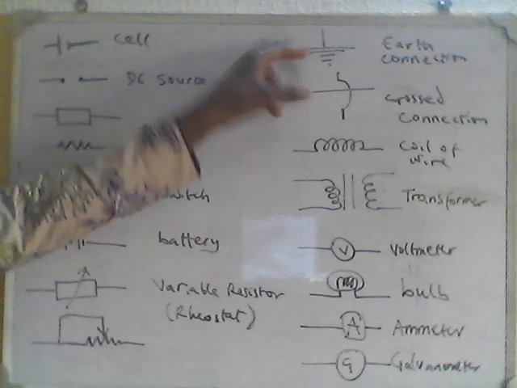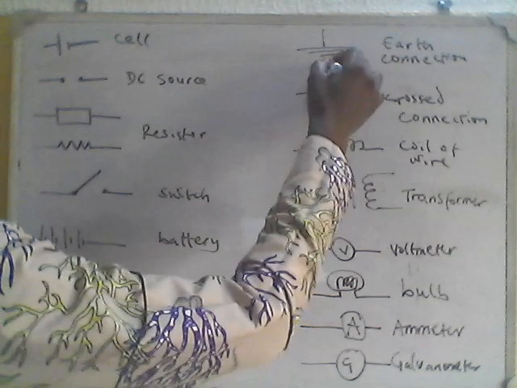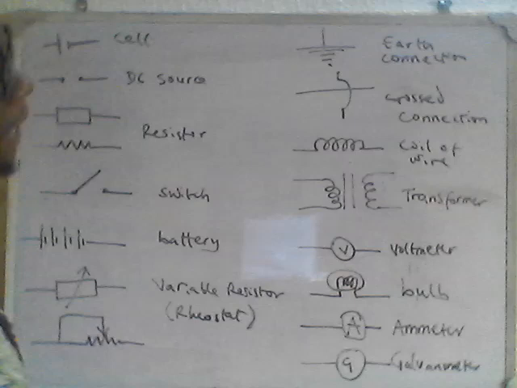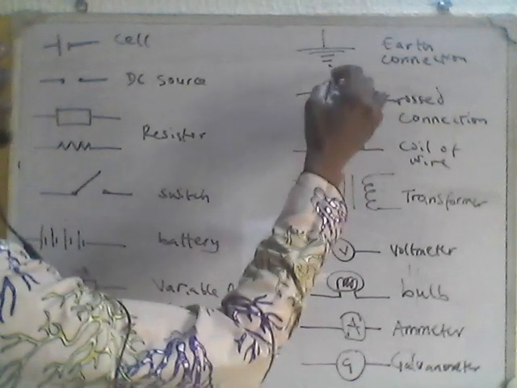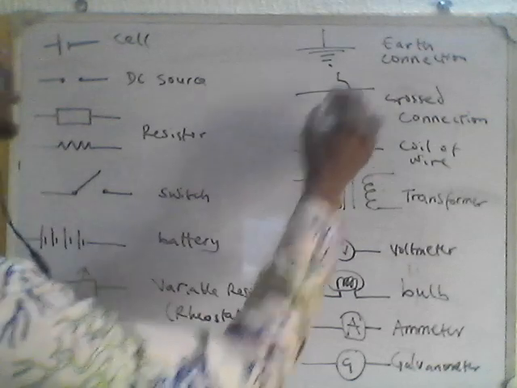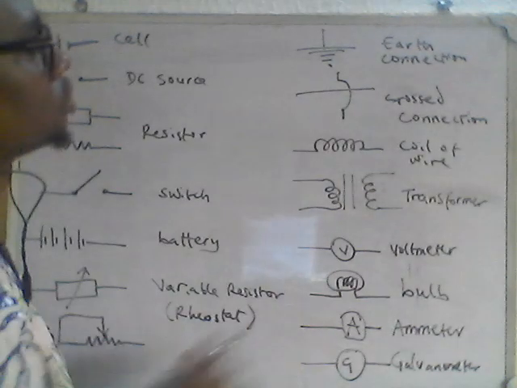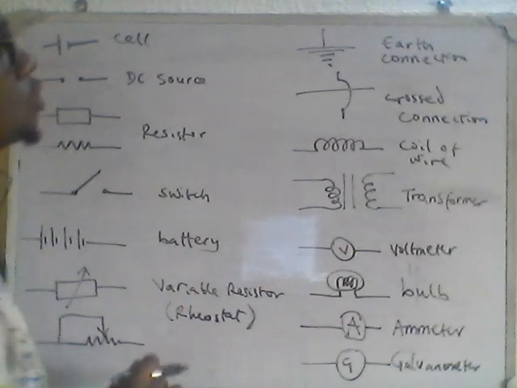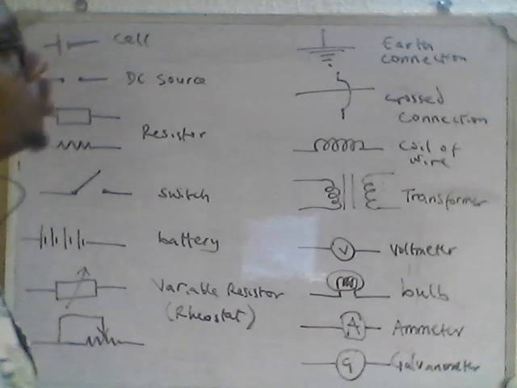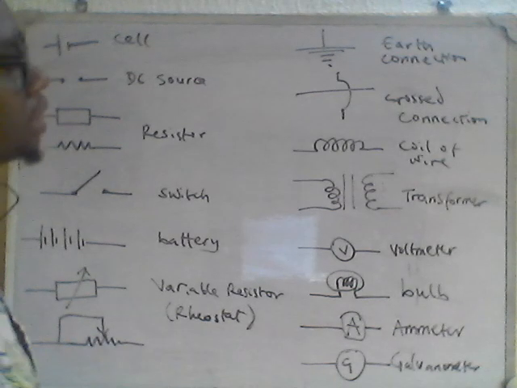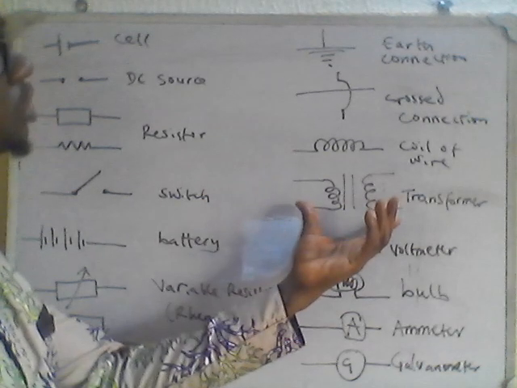So this is the earth connection. Most of the time, your circuit needs to have a path that goes to the earth. You have the cross connection. Two wires are crossed but are not meeting at all, so that's why it's jumping. This is the symbol for coil. When we look at magnetic field, we look at the role the coil of wire plays in it. This is the transformer symbol.